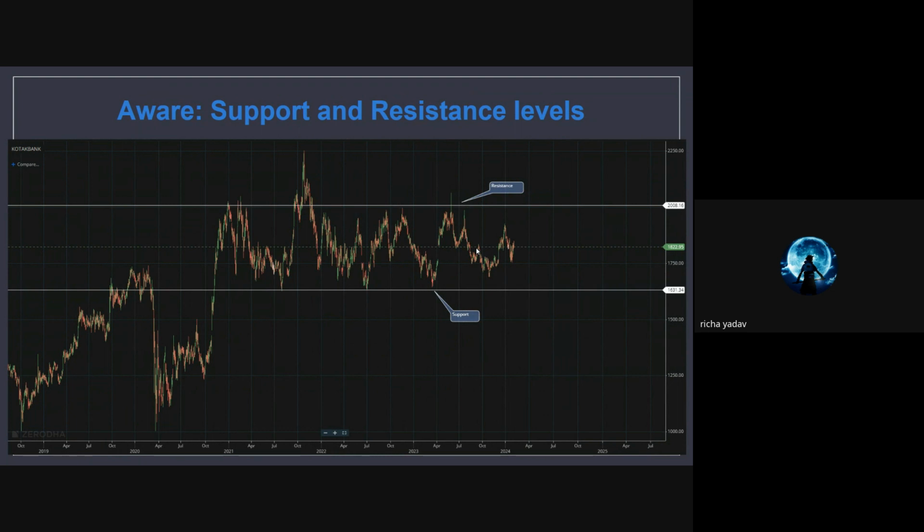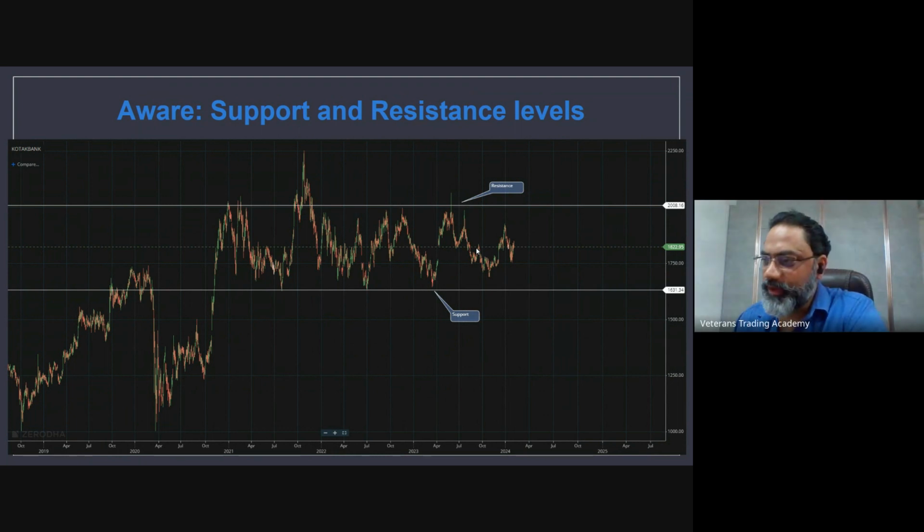Which time frame should we use? Yes, ma'am, what happens is that the longer the time frame, the more importance and validity is given to the support and resistance. Suppose you are an intraday trader. As an intraday trader, you look at the intraday time frame, either a 1 minute time frame or a 5 minute time frame.